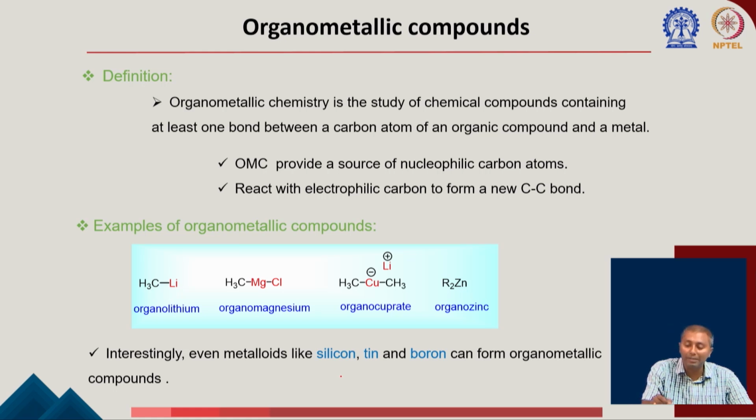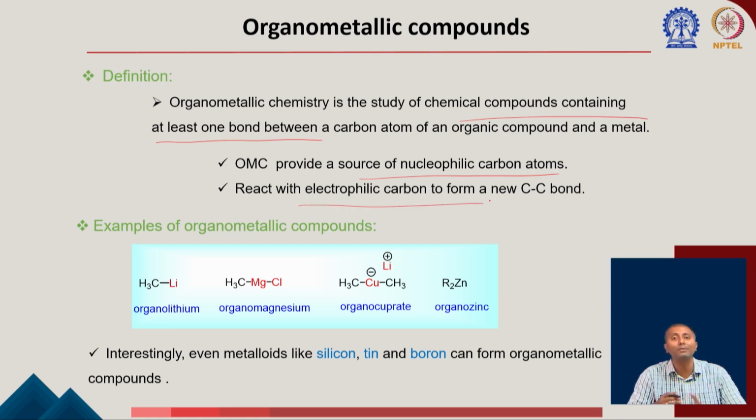So now I am going to briefly define what is called organometallic. Organometallic chemistry is the study of chemical compounds containing at least one bond between a carbon atom and a metal. So that is the important thing. You see from the terminology organo and metallic, that means there will be an organic part, something attached with a carbon, and there will be a metal. They provide a source of nucleophilic carbon atoms, because when it is attached to the metal, the carbon is always the one which is nucleophilic. So that carbon which is nucleophilic in the organometallic compound is going to react with another carbon which is electrophilic in nature, so they can form a bond.